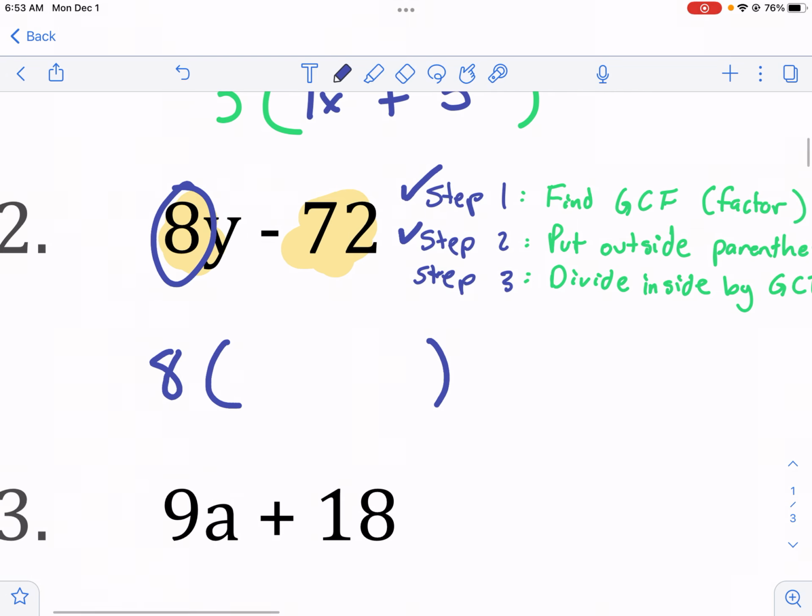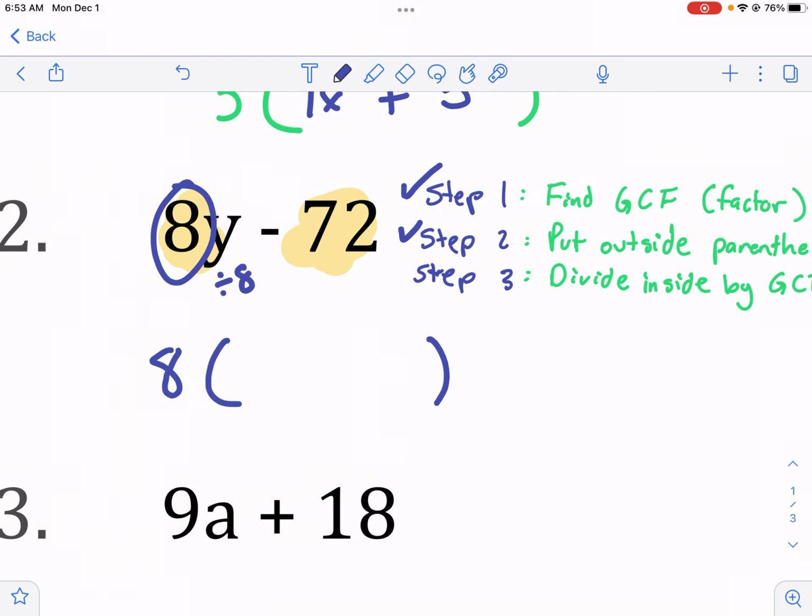So now I'm going to do 8y divided by my GCF, which is 8. And that just gives me 1y, or I could just write y. I want you guys to get comfortable just understanding that that is 1y. I'm going to copy down that minus. So I'm going to put y minus, and then I do 72 divided by 8, and that gives me 9.